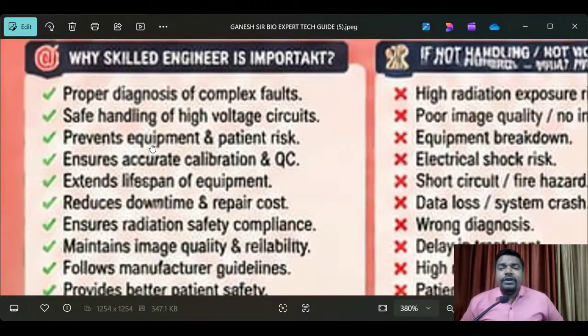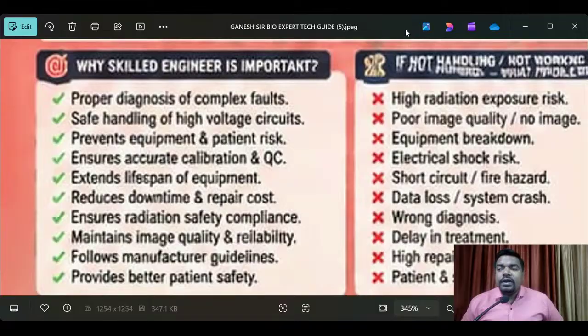See, I'm going to give the information in a unique way, which is important to know for biomedical services. Today's live session is only about radiology department equipment, that is mammography. Okay, gynecology diagnosis related.